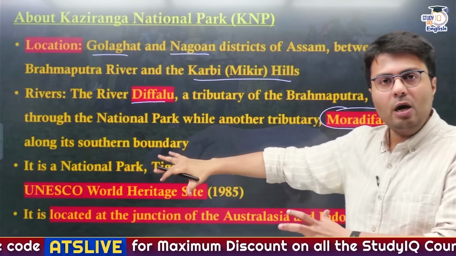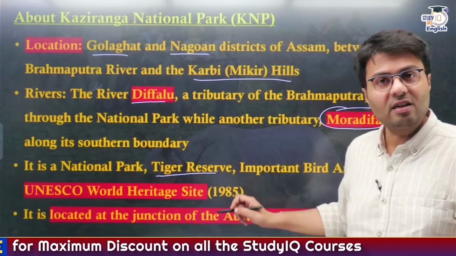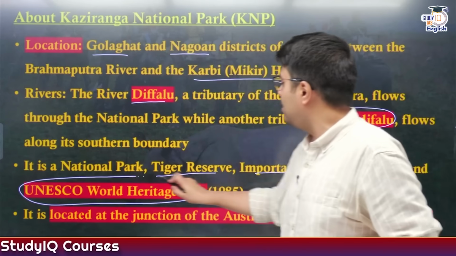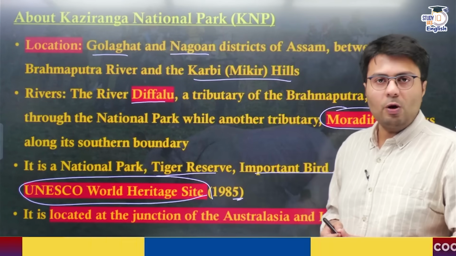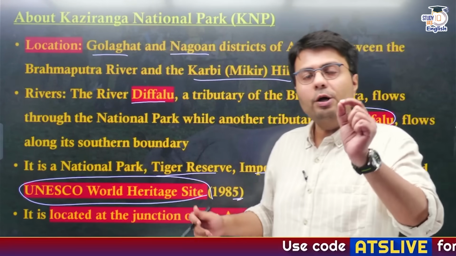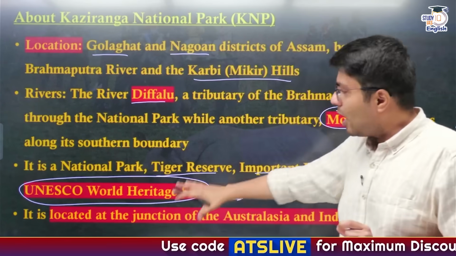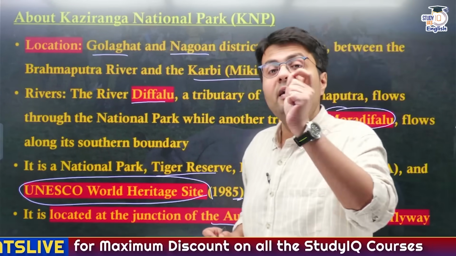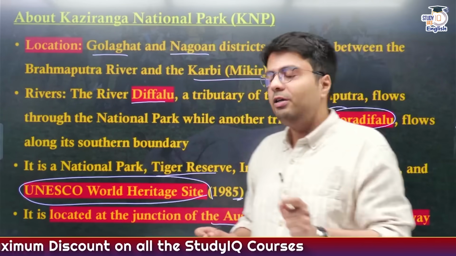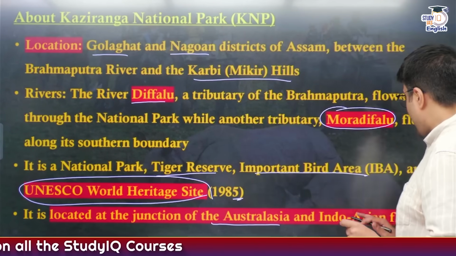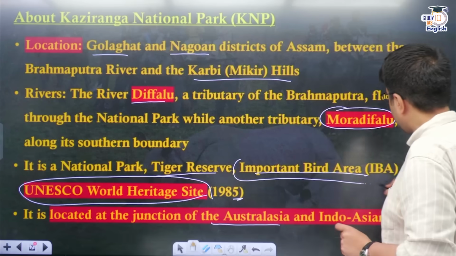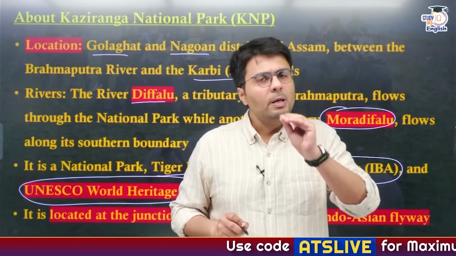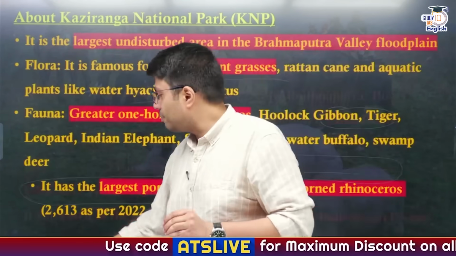Now, in addition to being a national park, this has been designated as a tiger reserve, an important bird area, as well as a UNESCO World Heritage Site. This was designated as a UNESCO World Heritage Site in 1985, particularly a natural heritage site. This also is located at the junction of very important flyways that migratory birds use to migrate during the winter season, that is between the Australian and Indo-Asian flyways. That is why it has been designated as an important bird area. So these are the facts that are important from the Kaziranga National Park perspective.